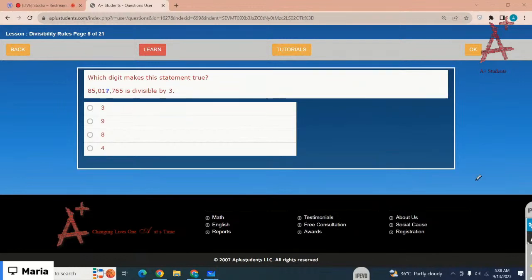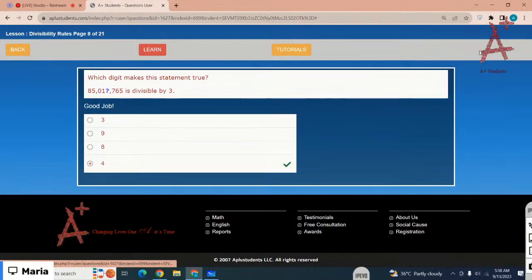So the missing number is 4, right? Because when I added 4, the number can be divisible by 3. So that means the sum can be divisible by 3.